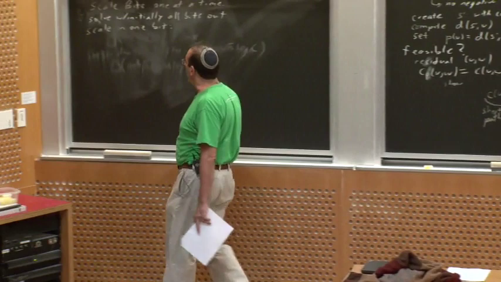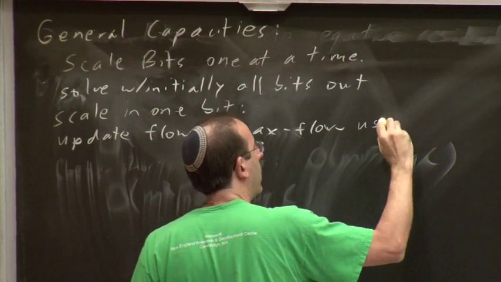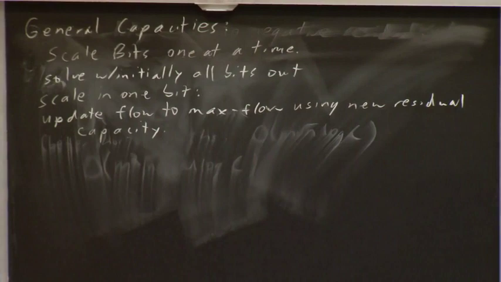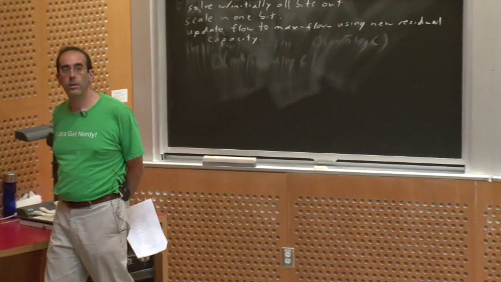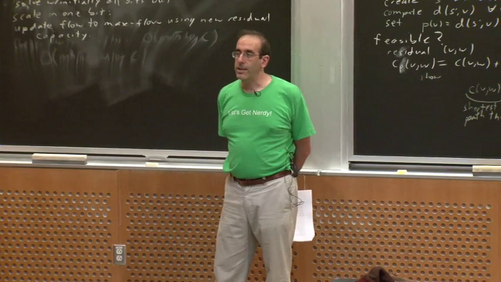Good. So you have to update the flow to a max flow using the new residual capacity. Right? How do we do that? How did we do it in the case of max flow? Was last week so long ago?